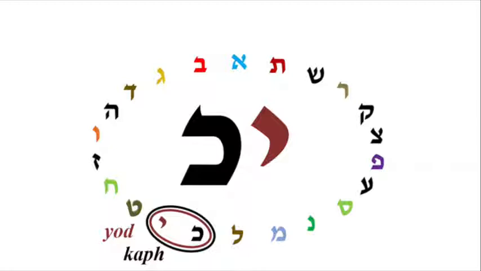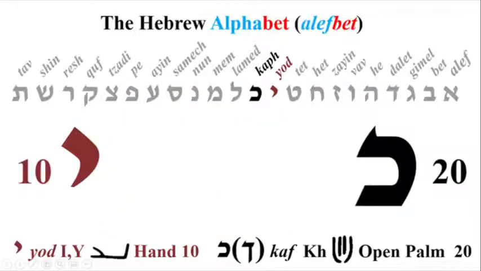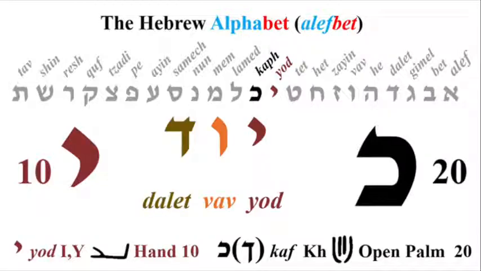For example, the letter Yod is spelled Yod Vav Dalet. And if you put the Gematria values into the spelled out word, Yod is 10, Vav is 6, Dalet is 4. The parts of the word Yod add up to 20. So it's showing numerically how the Yod and the Kaph are connected.